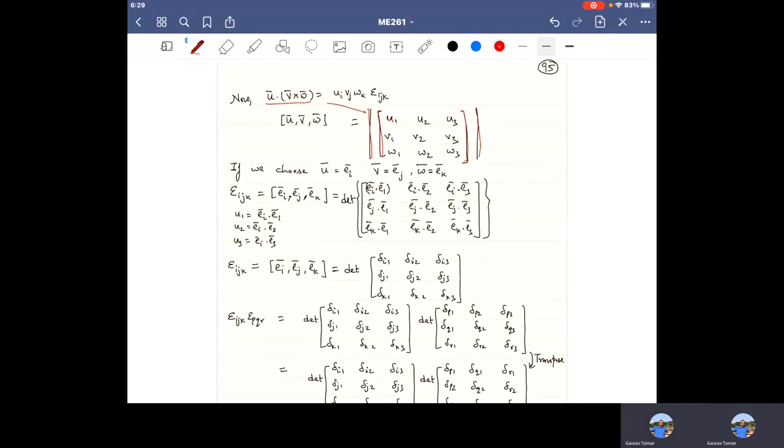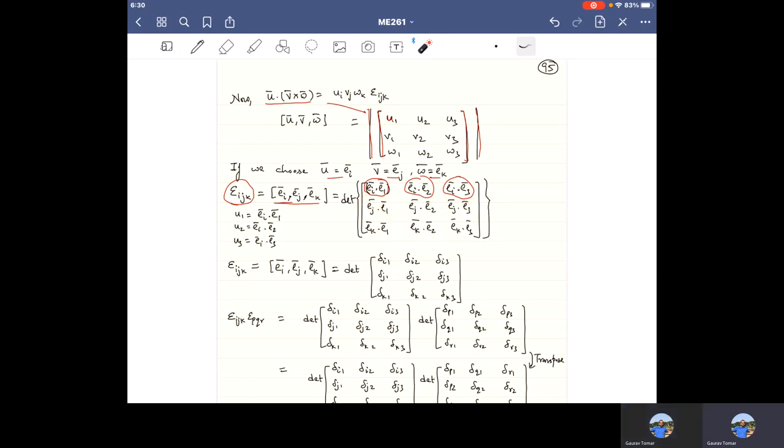Now, if we choose U as e_i, V as e_j, and W as e_k, some sort of vectors, then when you write e_i dot e_j cross e_k, you will get the permutation tensor, the third order tensor, which will be nothing but the determinant of e_i. U1 is essentially e_i dot e1, U2 is essentially e_i dot e2, and U3 is essentially e_i dot e3. And in the same way you have quantities here: e_j dot e1, e_j dot e2, e_j dot e3, and so on.